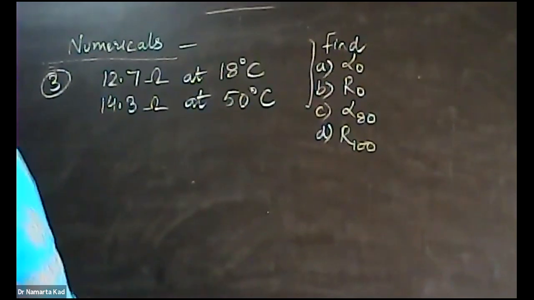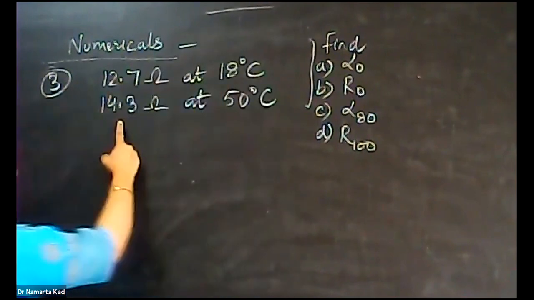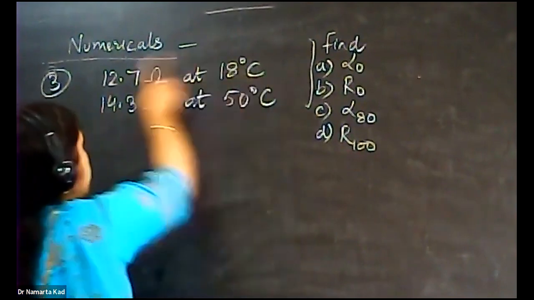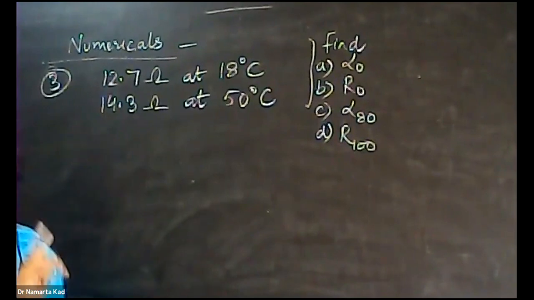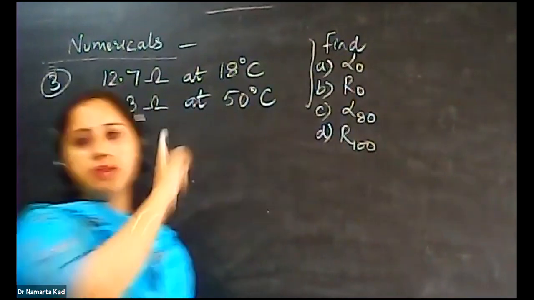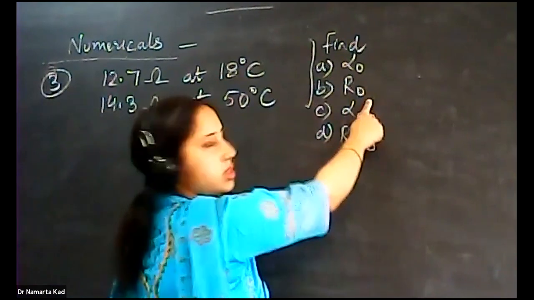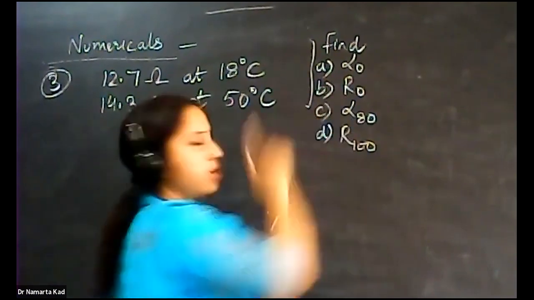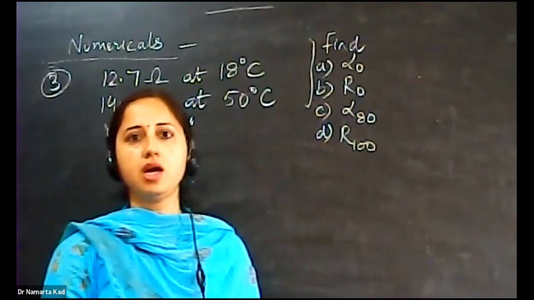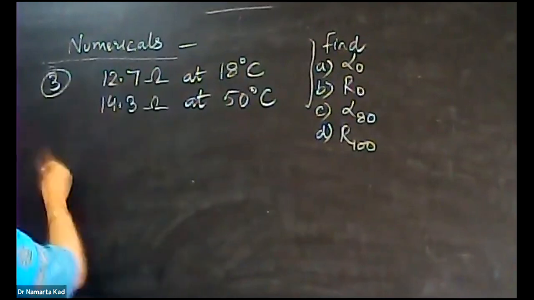The third numerical is, the given conditions are, it is 12.7 ohms at 18 degrees C and 14.3 ohms at 50 degrees C. Okay, there are two different temperatures given, and at these temperatures resistances are given. And you have to find out first A part, alpha naught, that is the temperature coefficient of resistance at 0 degree C. B part में resistance at 0 degree C. C part में temperature coefficient of resistance at 80 degree C, and in the D part resistance at 100 degree C. So these are the questions that you have to calculate from this given data.